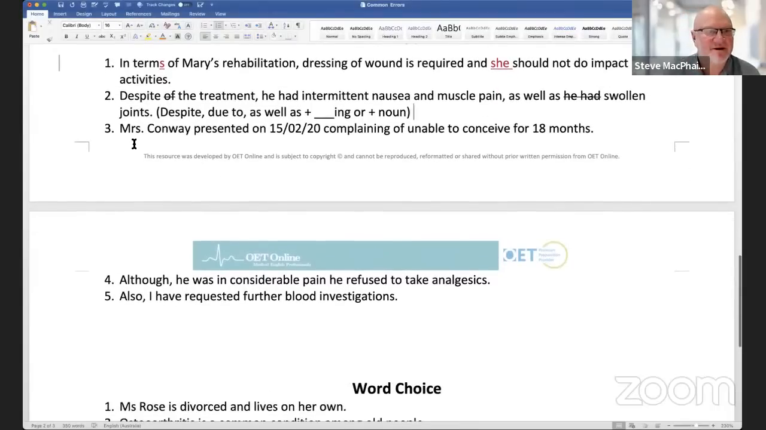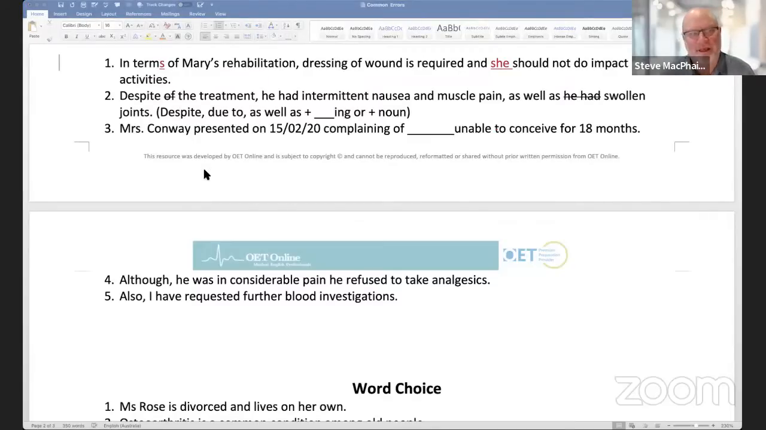All right, let's try the next one. Mrs. Conway presented on this date complaining of unable to conceive for 18 months. So we got complaining of. Mrs. Conway presented on this date complaining of unable to. Can anyone work out what sort of word goes in here? Mrs. Conway presented on this date complaining of. So you complain of something. So it has to be a noun or a gerund.